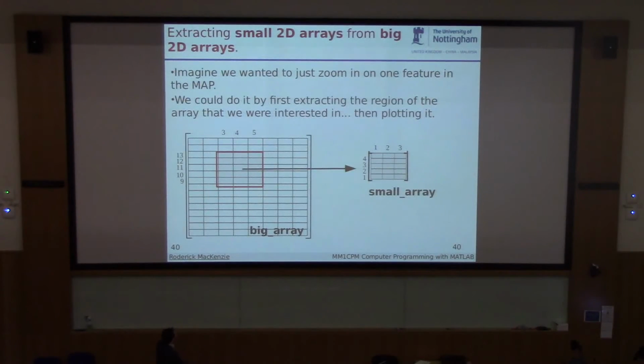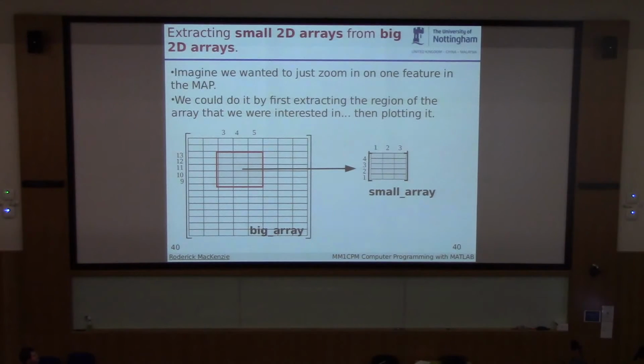Now, very often, we want to extract data from a huge 2D data set. And last week, we looked at extracting 1D data from a big 1D data set. So we were chopping out sounds from a 1D array. Well, we can do exactly the same trick with 2D arrays.